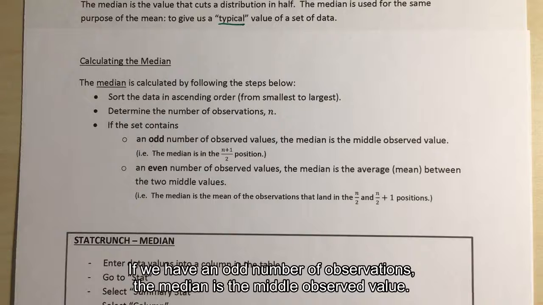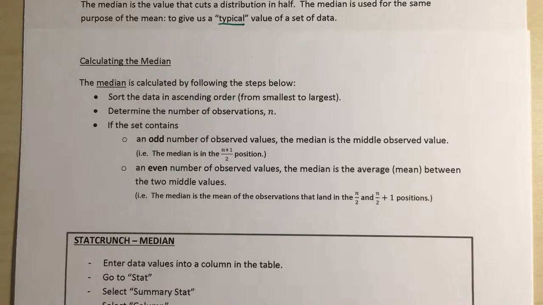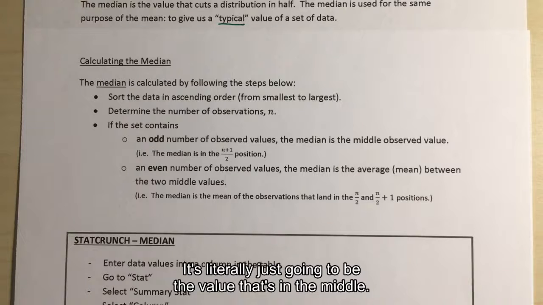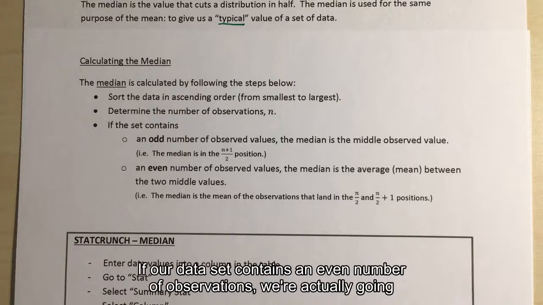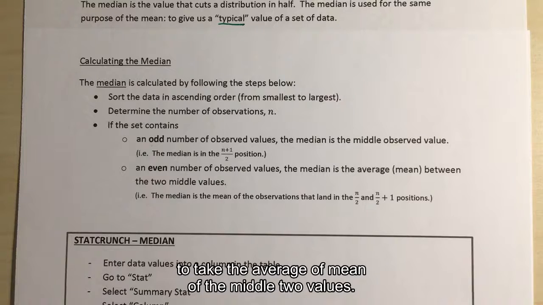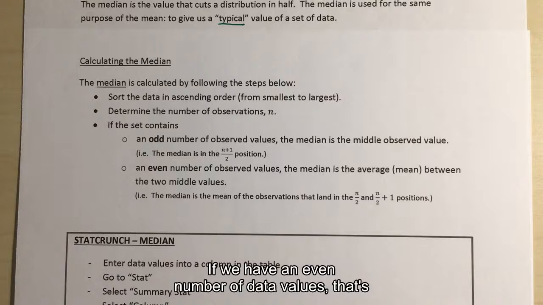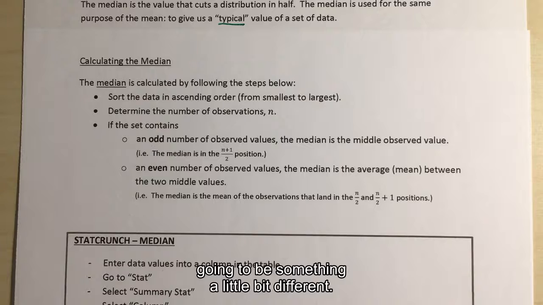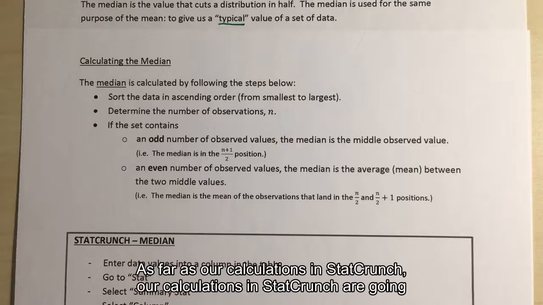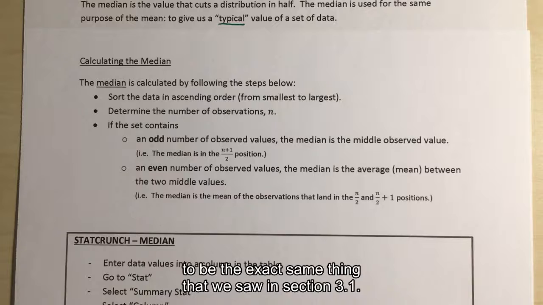If we have an odd number of observations, the median is the middle observed value. So it's nice and easy when we're odd, it's literally just the value that's in the middle. If our data set contains an even number of observations, we're actually going to take the average, or mean, of the middle two values. So an even number of data values is going to be something a little bit different.